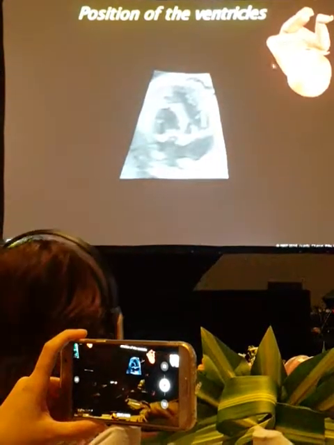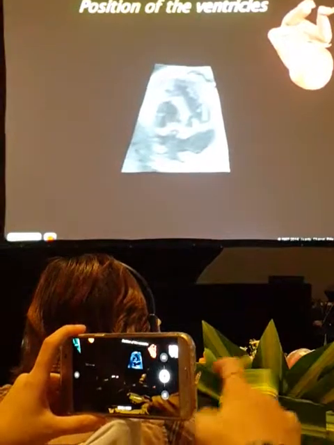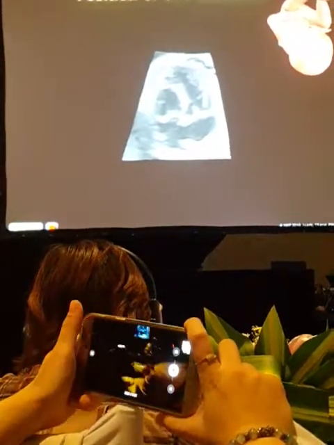Now, look at the position of the ventricles. Here we have the two ventricles, normal or normal.